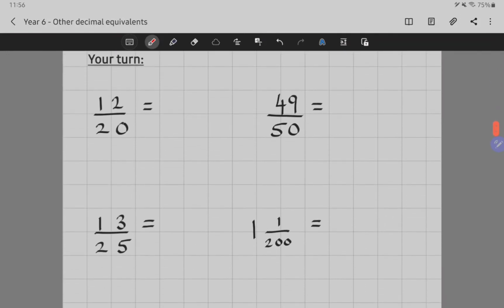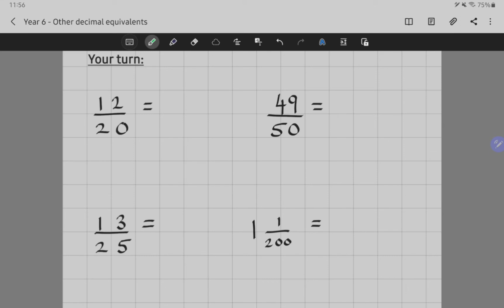Okay, I want you to have a go yourself this time. So pause the video, give these ones a go. Remember, convert them into 10, 100 and 1,000 first, and then you'll be able to turn them into decimals. How did you get on? Not too bad. Hopefully one of them might have been slightly tricky, but we'll have a look together.